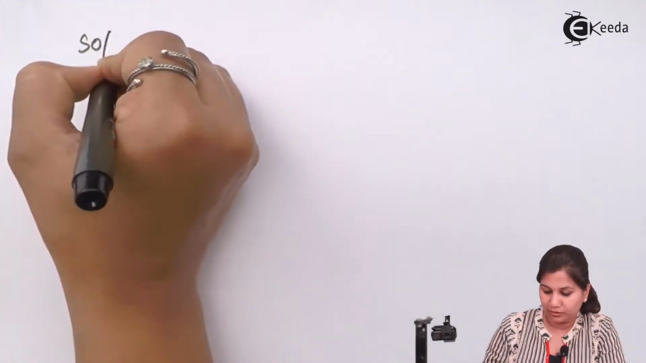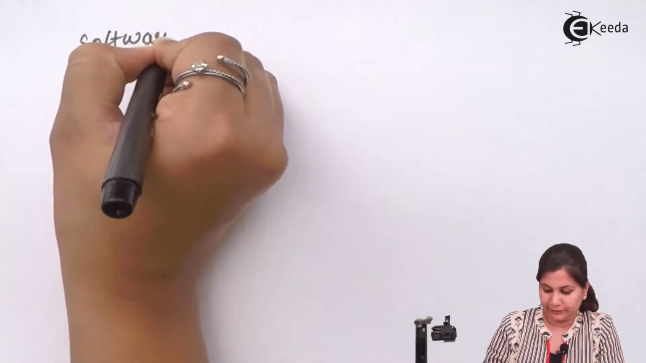Okay, so at A, the output is high, at B, the output is low, and between A and B, the output of the latch remains constant. Okay. Now, second type of debouncing is the software key debouncing.